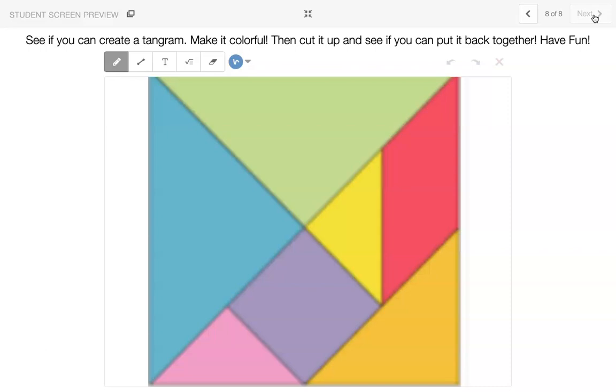So see if you can create a tangram, copy it down on paper where the lines are, okay? Before we cut it, we color it. And then after that, you can cut it up and see if you can put it back together. Have fun. Do this with a friend and make sure you're always looking for those shapes inside, those shapes that are hiding from you. You can find them, okay? Have fun with your friend.